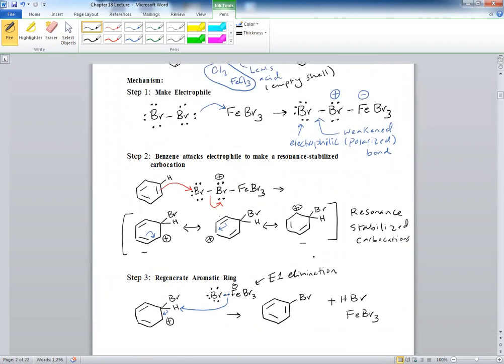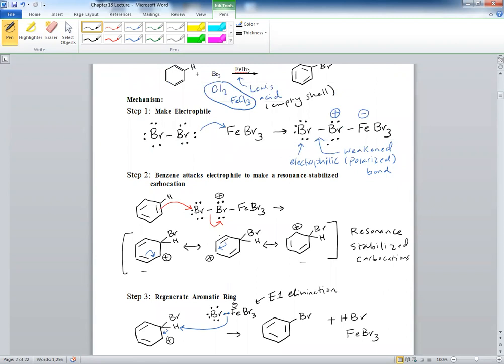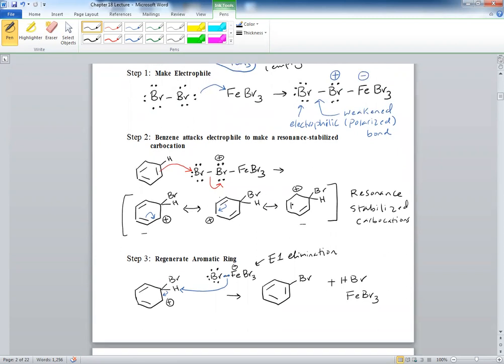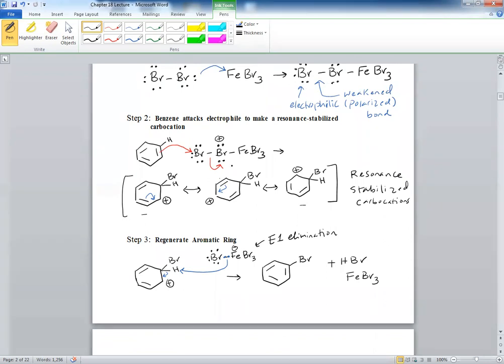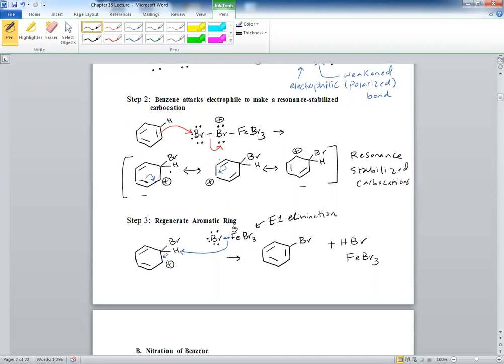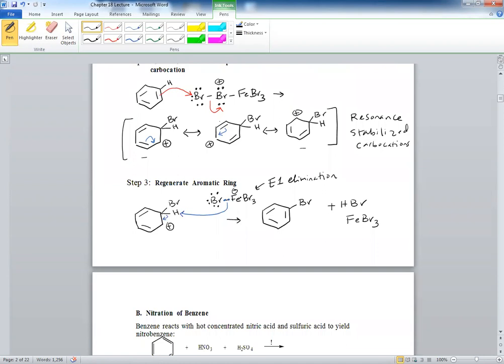So what you're going to see in the next few mechanisms is that the first step is going to be different. The next step is similar, meaning the attack is going to take place on the electrophile, but you have a different one. You're going to have, again, these resonance structures because it's resonance stabilized carbocations. And then, of course, the last step is the base attacking hydrogen, reforming the aromatic compound. So again, aromaticity restored.